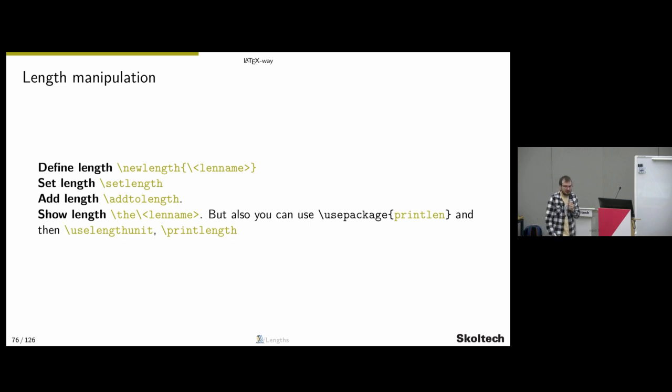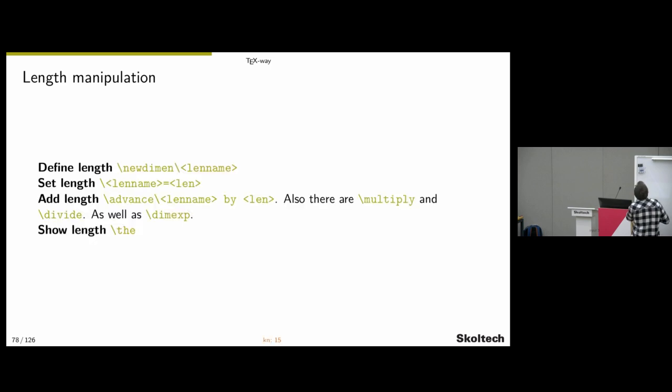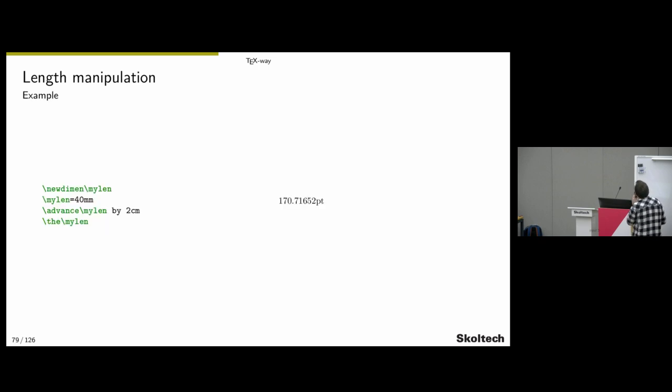In LaTeX, you can also add length as a variable. You can set length, you can add something to length, you can show length, you can make length units. And this is an example with LaTeX. Okay, create length, set it for something, add 2 centimeters, and then it will be more. And use unit. And in TeX, again, we can add length, set length, add something to length, and divide length, and use dim_expression to make hard calculations, and show length with that.